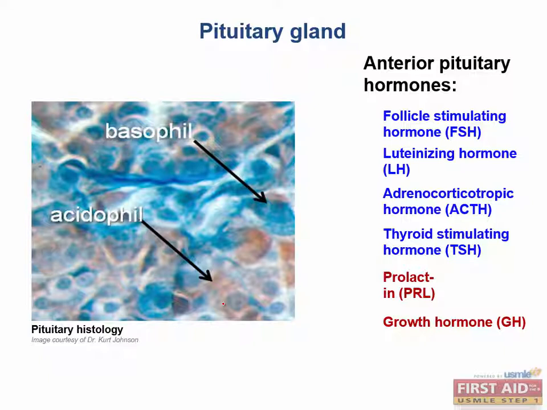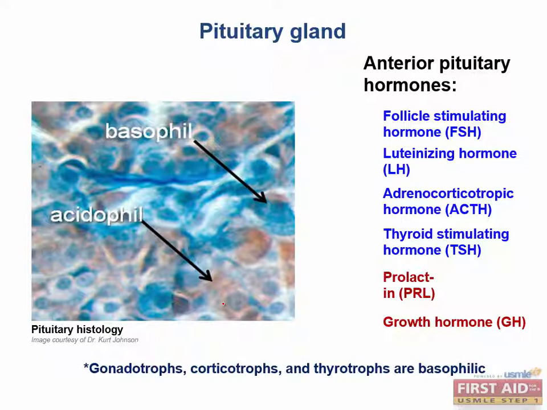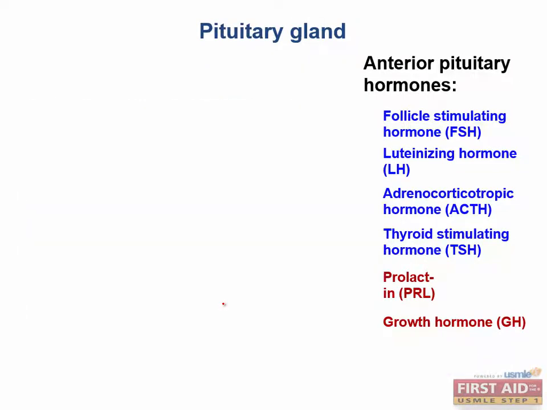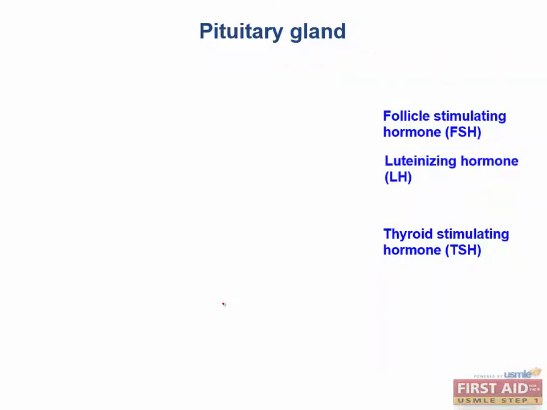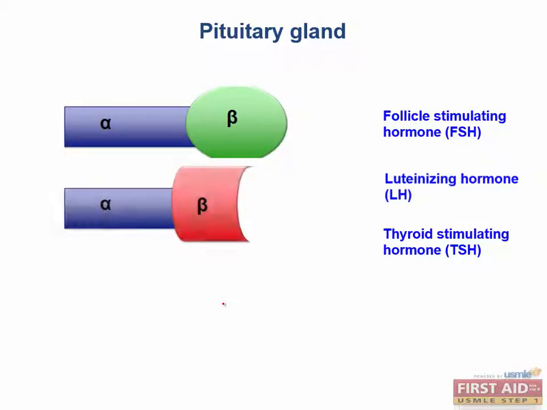There are 5 different cell types that secrete 6 different pituitary hormones, and it just so happens that the corticotrophs, gonadotrophs, and thyrotrophs all take up bases and stain blue, so we call them basophils. Similarly, both lactotrophs and somatotrophs take up acids and stain red, so we call them acidophils. Finally, 3 of the flat hormones, which are secreted by the basophils, actually look pretty similar. FSH, LH, and TSH all have the same alpha subunit. It's the beta subunit, however, that gives these hormones their specificity.